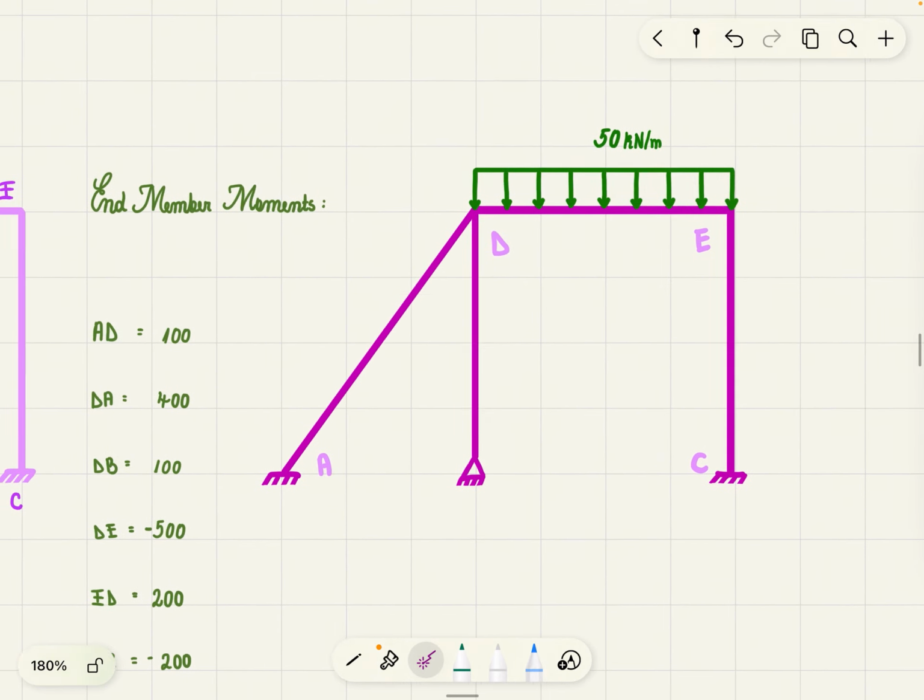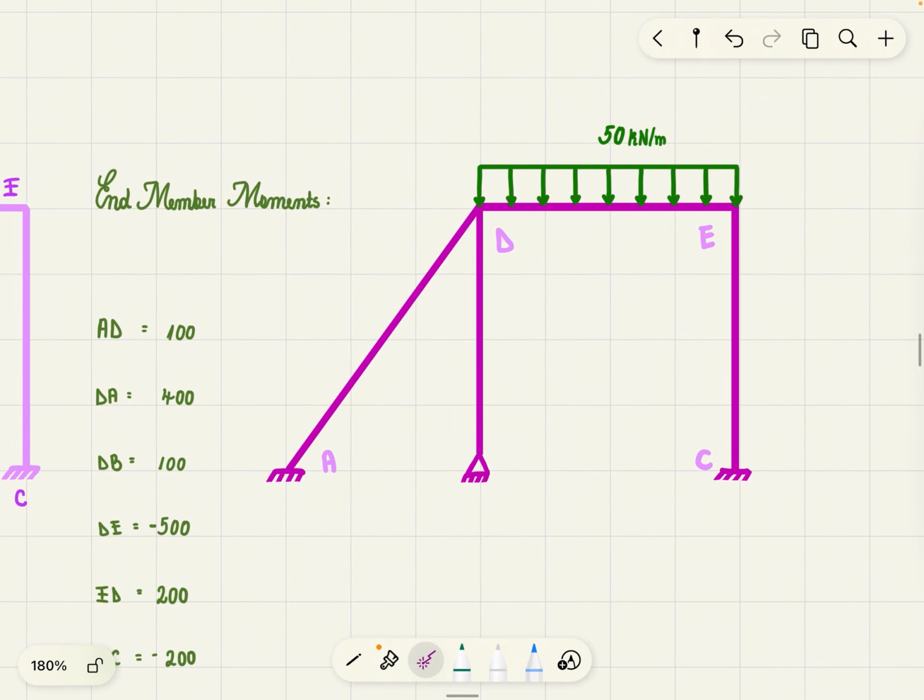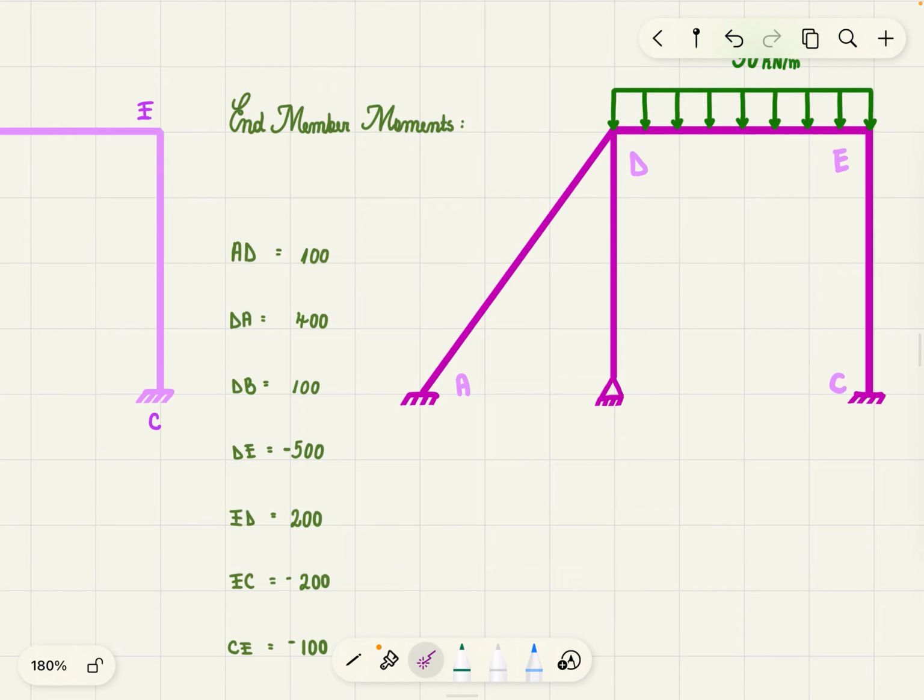So we're going to be drawing a bending moment diagram for this structure using these end member moments. Looking at the internal nodes, so D and E, you can see that all the end member moments at D add up to 0, since it's a nodal moment and it's in equilibrium, and the same goes for node E. ED plus EC, you add them up, give you 0. Okay, so let's draw it.